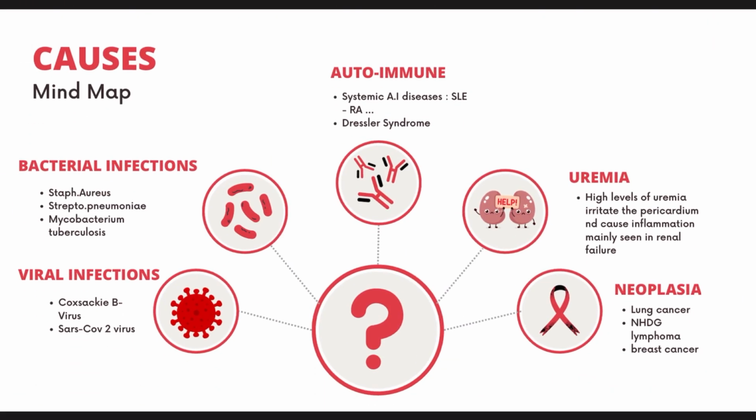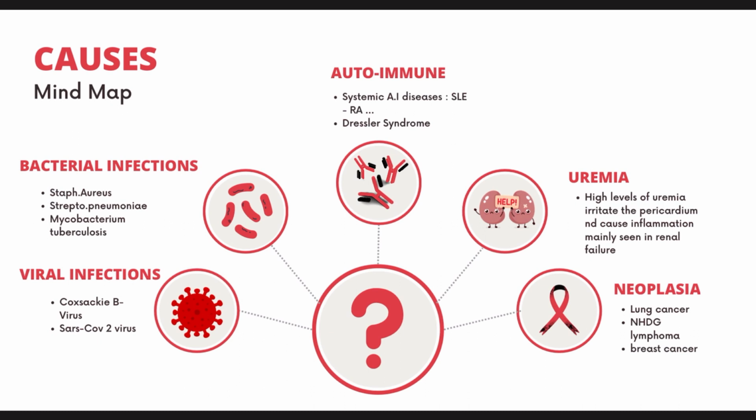Well, we have 5 causes. We believe that viral infections are the most common cause of pericarditis, more precisely Coxsackie B virus and SARS-CoV-2 virus, either simultaneously to the respiratory symptoms or after several weeks of the infection, which explains the huge number of pericarditis reported as idiopathic. Bacterial infections too can be a common etiology, with bacteria like Staphylococcus aureus, Streptococcus pneumoniae, and Mycobacterium tuberculosis. Autoimmune diseases take their part in causing pericarditis as well, like SLE, rheumatoid arthritis, or Dressler syndrome.